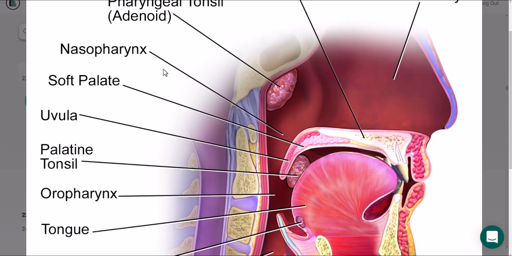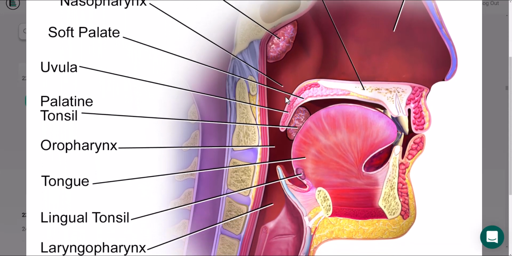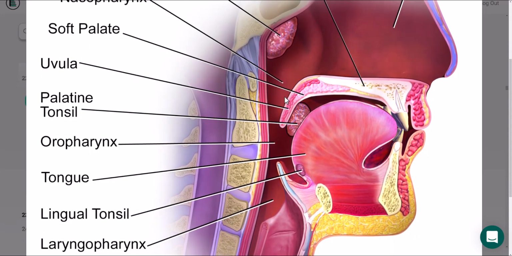So if a child has recurring infections and the adenoids are affected and the middle ear is getting recurring infections, oftentimes they'll remove the adenoids altogether, and they'll put tubes in the ear to relieve that pressure, to minimize the possibility of rupturing the tympanic membrane.